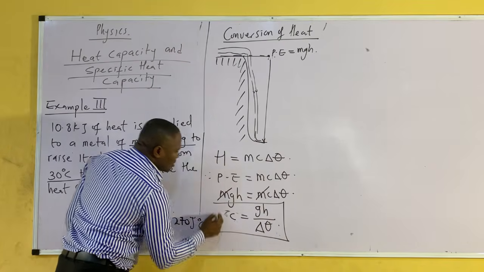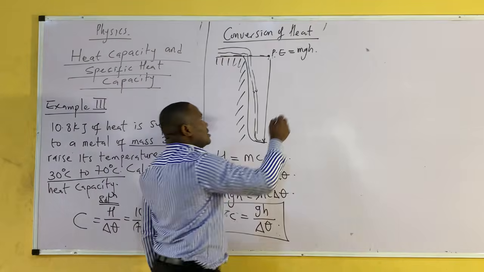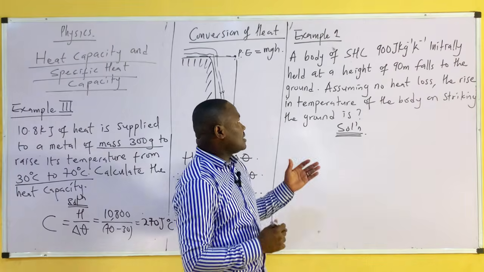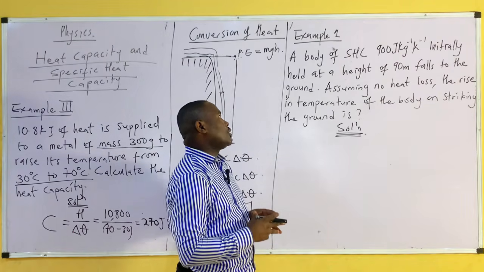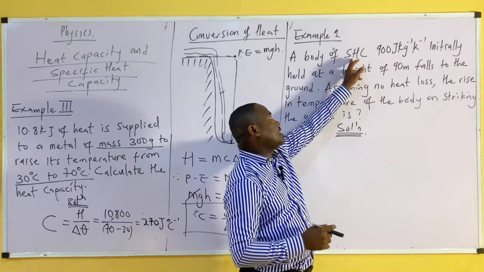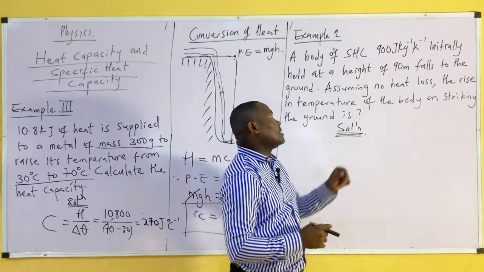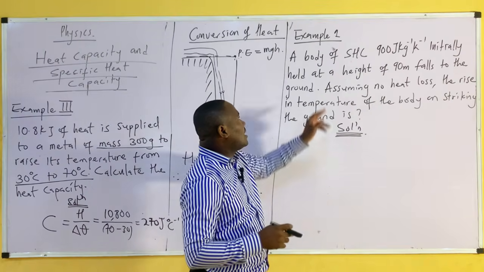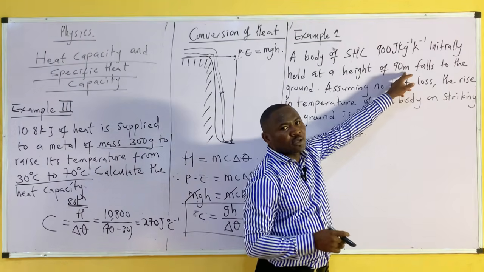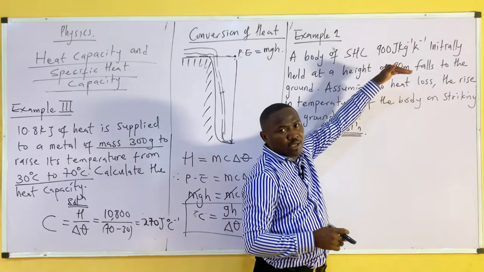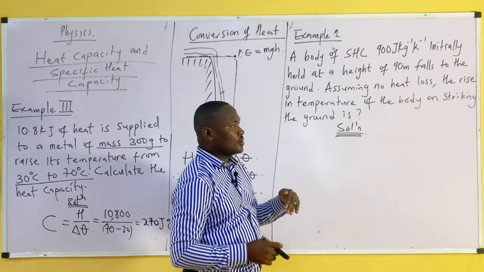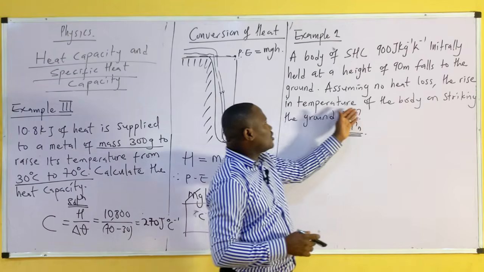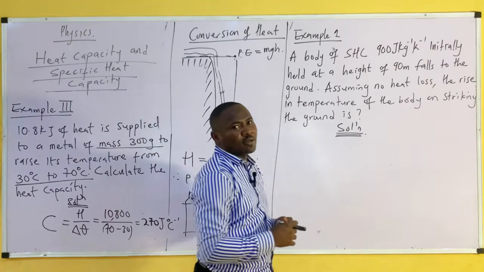Now, there are questions that we will solve using this particular concept. Now, let's see an example. It says a body of SHC, that's specific heat capacity, 900 joules per kilogram per Kelvin, initially held at a height of 90 meters above the ground falls to the ground, assuming no heat loss to the surrounding. The rise in temperature of the body on striking the ground is dash.